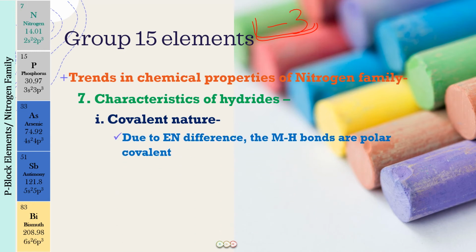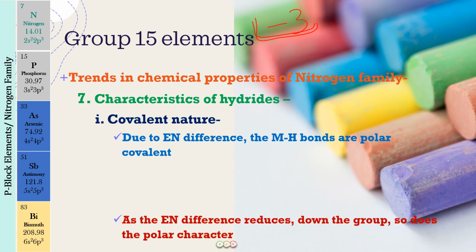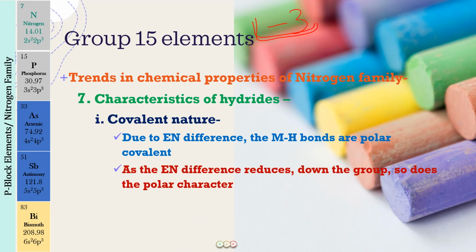Due to the electronegativity difference between the group 15 elements and hydrogen, these are going to be polar covalent compounds. And going down the group, we know that the electronegativity difference reduces. Therefore, the polar character of these bonds also reduces.